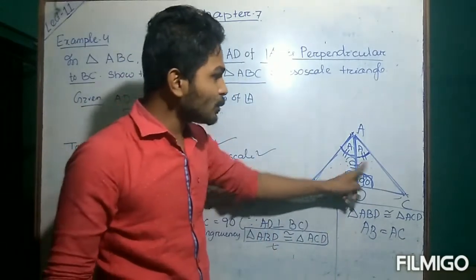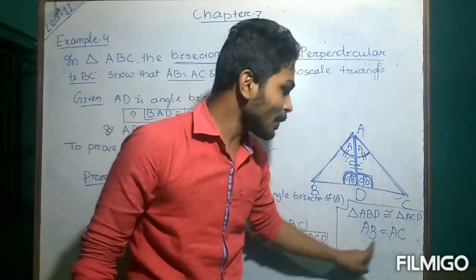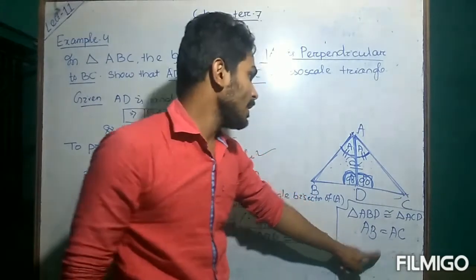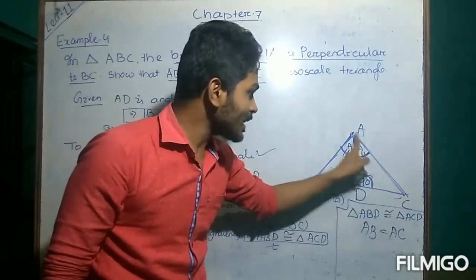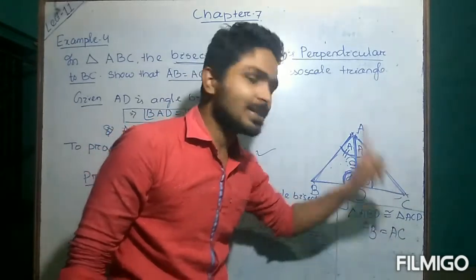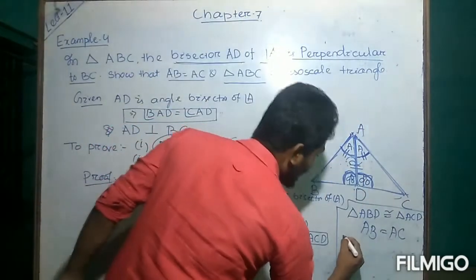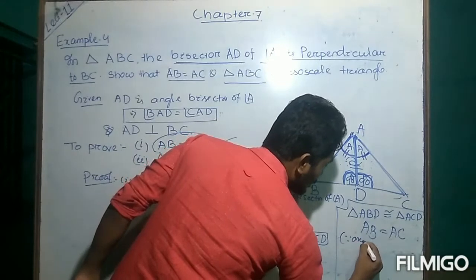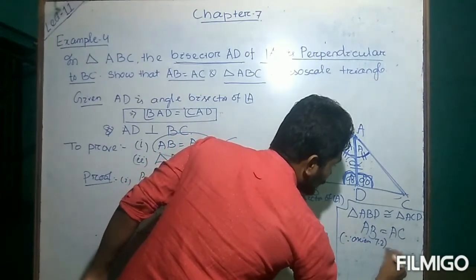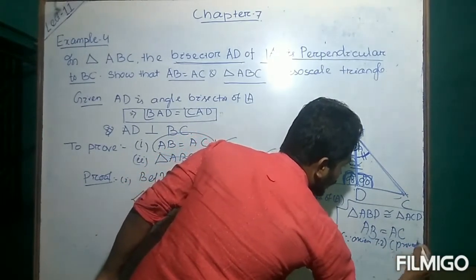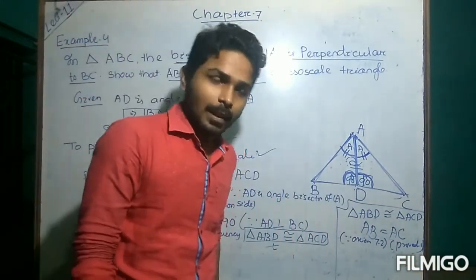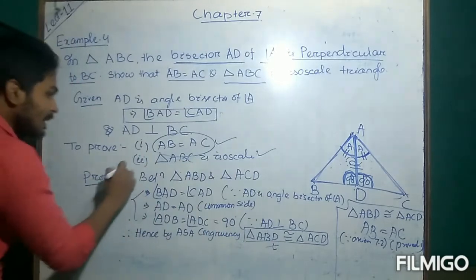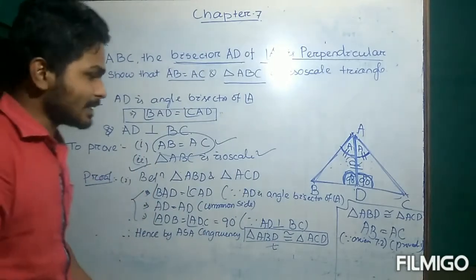Understood? As we know, if two triangles are congruent, then their corresponding sides must be equal. AB is the corresponding side of triangle ABD, AC is the corresponding side of triangle ACD. So we can write AB is equal to AC by axiom 7.2. Now the first statement is proved. Is it clear? Next, moving to the proof of the second statement.